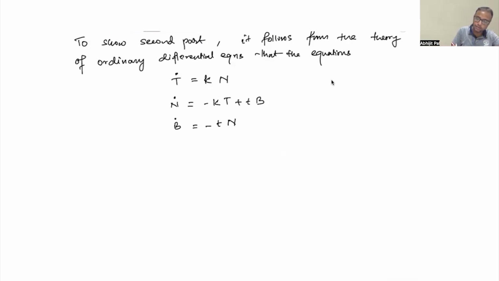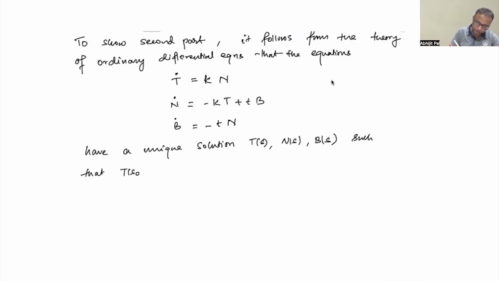Okay, so this set of differential equations has a unique solution Ts, Ns, Bs, given some initial condition, such that t of s naught is equal to this standard unit vector, n of s naught is equal to this, and b of s naught is equal to this unit vector. Okay, so we have this thing.